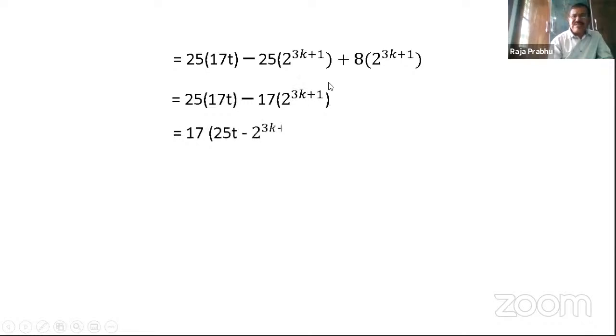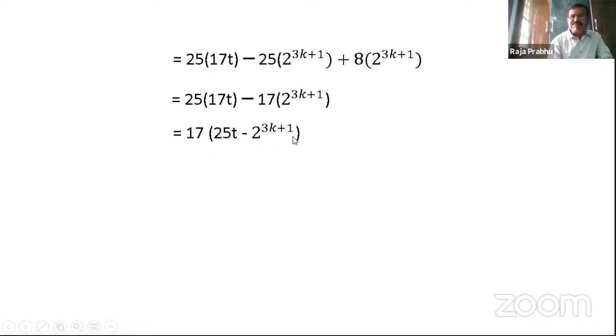What is our intention actually? We are going to prove that this is divisible by 17. So we have to express the given expression as 17 into something. Now it is very clear. There are two terms in this. Among these two terms, 17 is in common. Therefore, take out the 17 common. Then what remains here? 25t is here, then minus, and then the remaining term in this part is 2 to the power 3k plus 1. Yes, children. So now this is expressed as 17 into something.